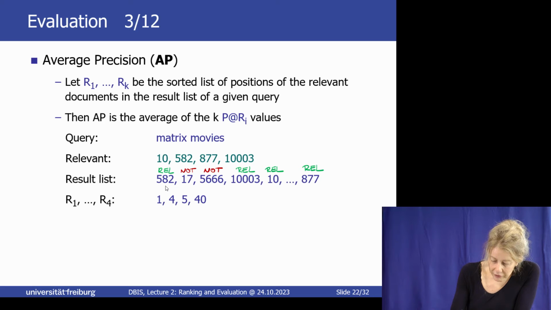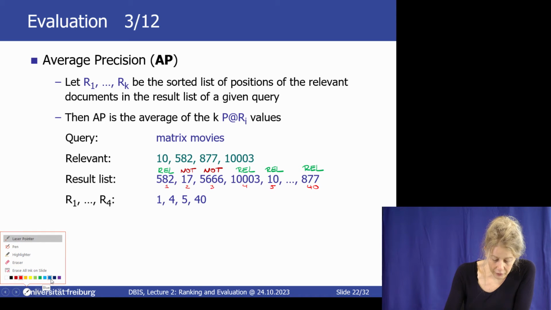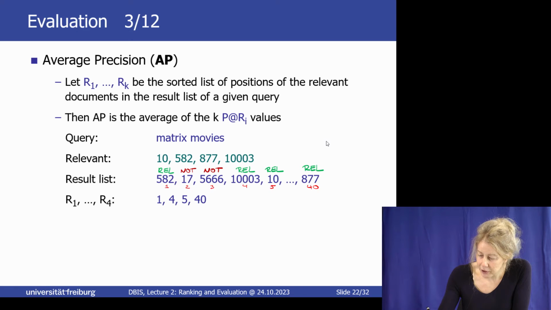So I just give these, so this is the top ranked document, 1, 2, 3, 4, 5, and let's just say this is at position 40. So these numbers are just, the first relevant one is at position 1, that's why I have a 1 here. The second relevant one in my list is at position 4, that's why R2 is 4. The third relevant one is 5, R3 is 5. The fourth relevant one, and that's all the relevant ones I have here, is at position 40. And in this example here, K is equal to 4.